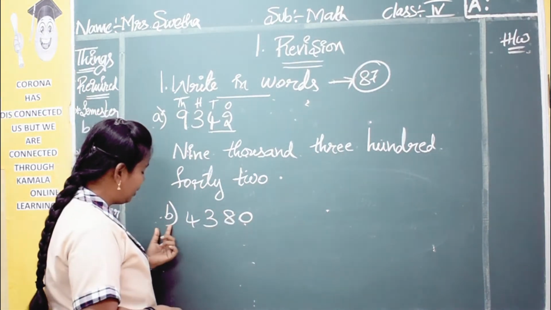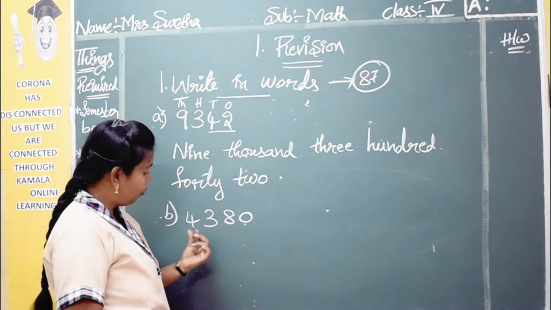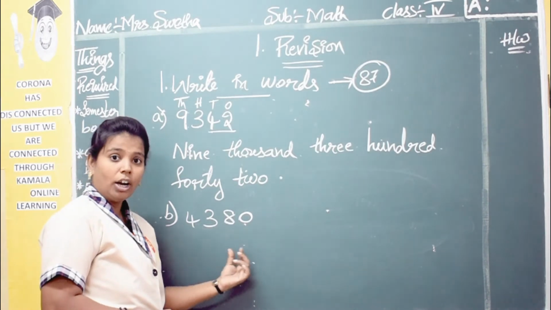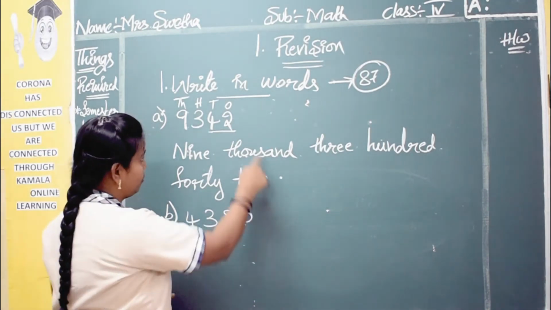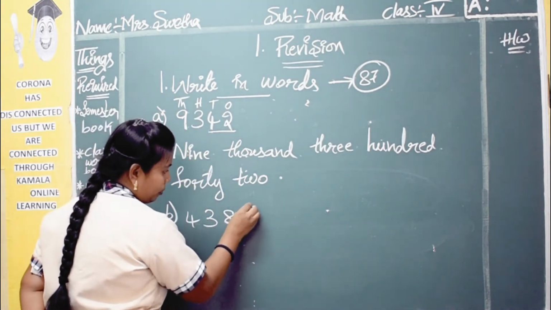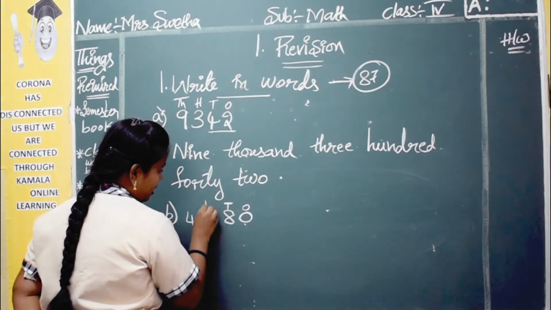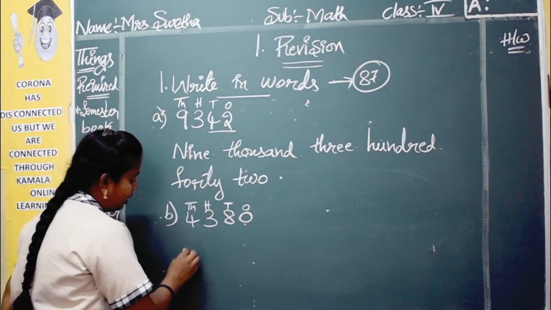Okay, so here for B1 you have 4, 3, 8, 0. So 4, 3, 8, 0. When you are writing places on the top, you will get how to write in words. Okay, so first, like the same problem, in the first problem you have to write on the top: ones, tens, hundreds, thousands. Okay, so first write the name of the number.